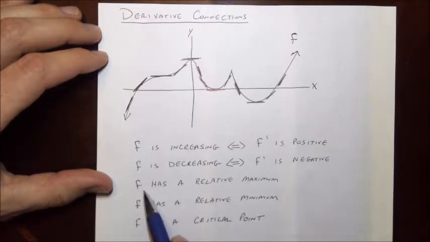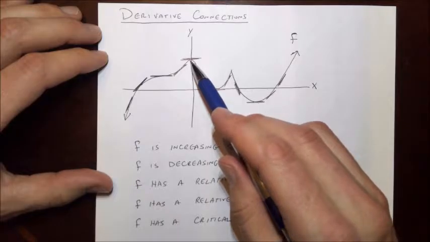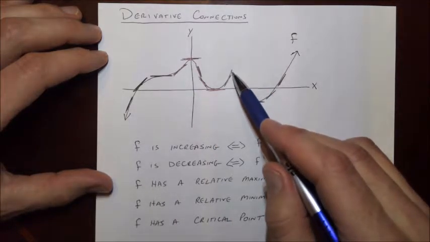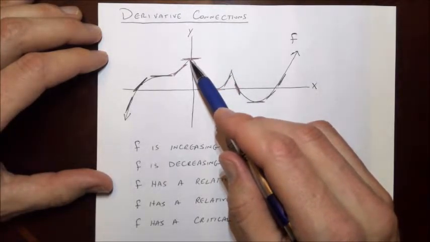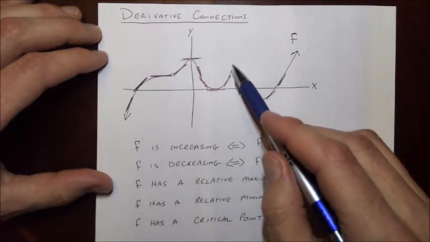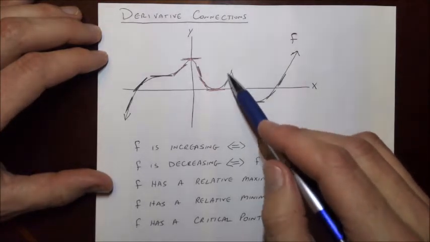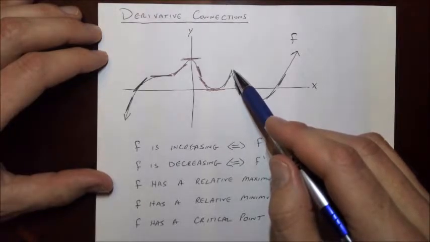How about when f has a relative max? Well, f has a relative max right here. That's the top of the hill. And we've got another top of the mountain right there. Well, the slope is 0 here. The slope doesn't exist right there. We talked about that earlier in the year. A cusp is one of the three times when a derivative does not exist.